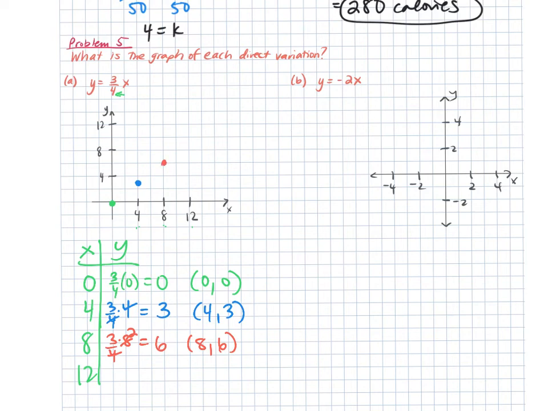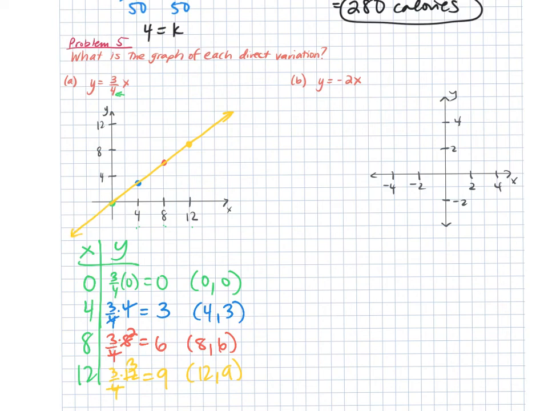And then let's just do 12 for good measure. We have enough there to graph it, but 3/4 times 12. 12 divided by 4 is 3. 3 times 3 is 9, so 12, 9. And 9 would be up here. Yeah. Okay, and then here's our graph. Oops, I didn't make that a straight line, but there you go. Okay, so there's the graph for that.